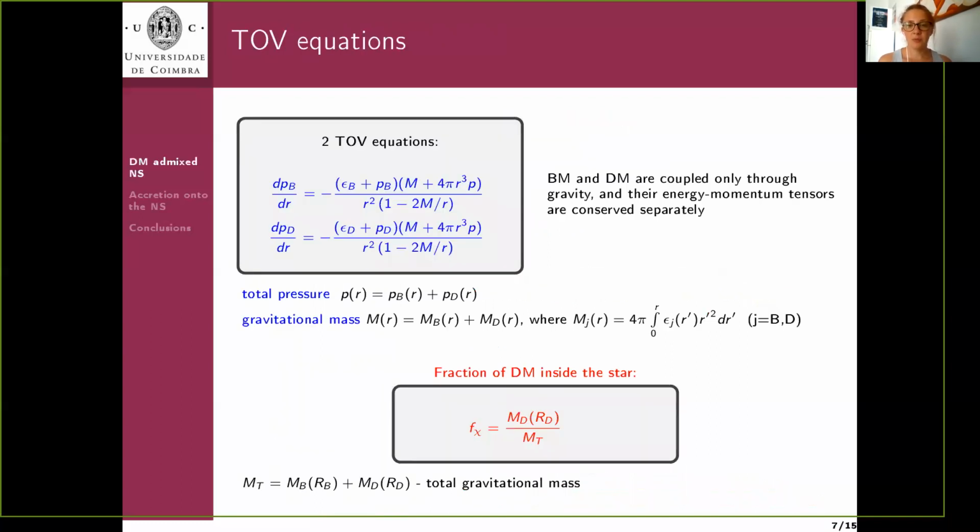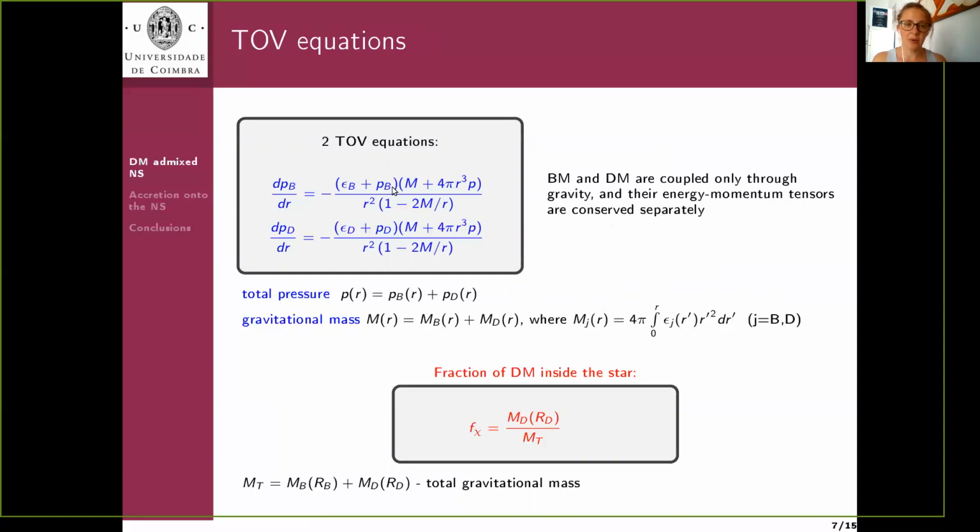The interaction between the baryon matter and dark matter was neglected. We considered only that they couple through gravity, and in this case, the energy momentum tensor is conserved separately. It means that we can split the Tolman-Oppenheimer-Volkoff equation into two. The first one is for baryon matter. The second one is for dark matter.